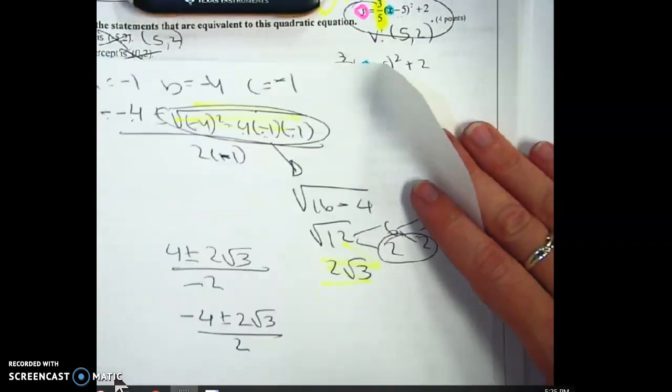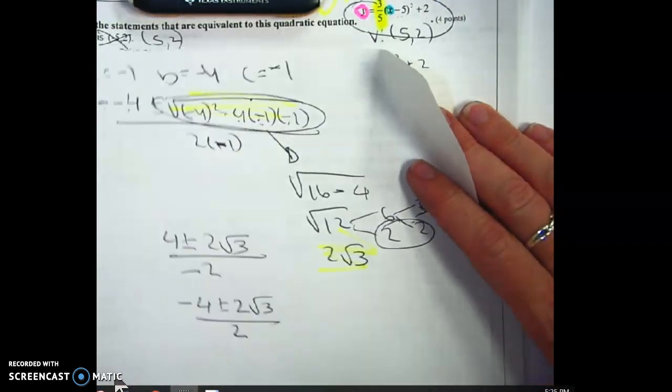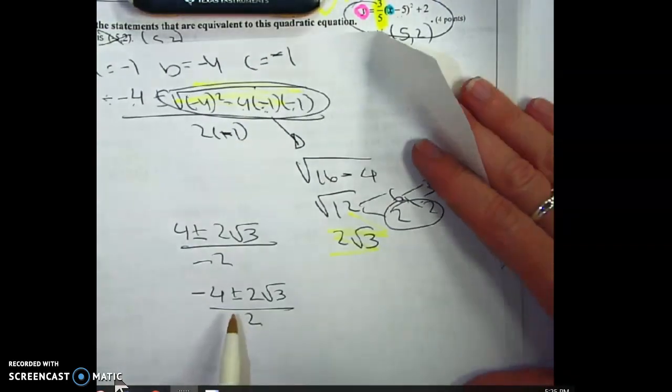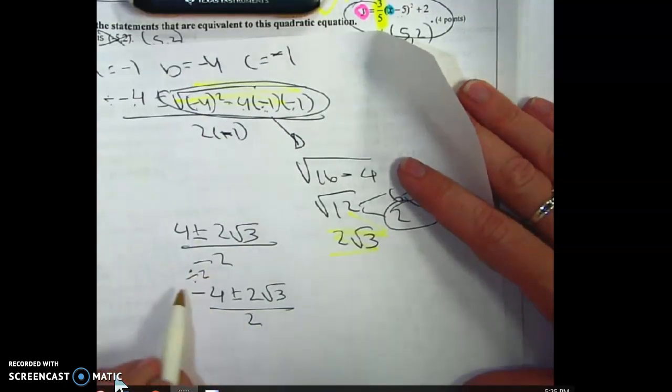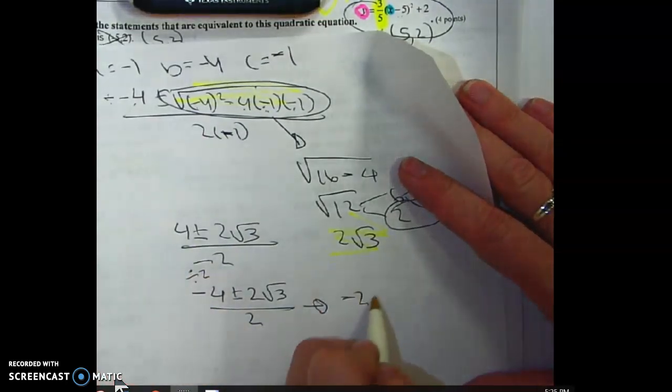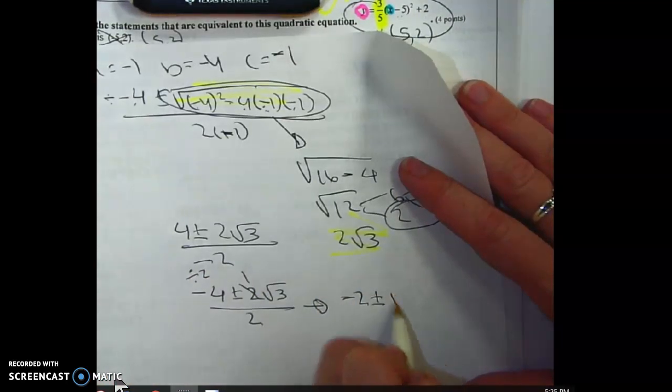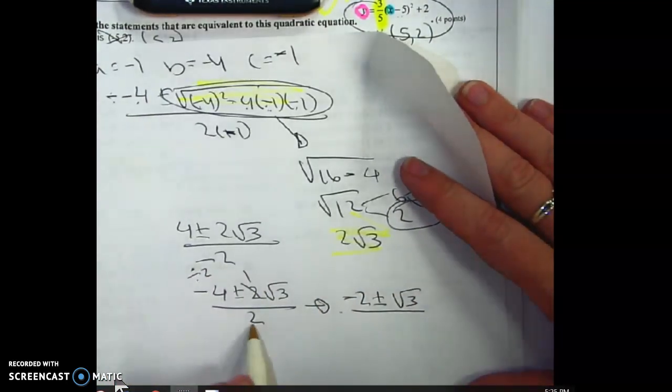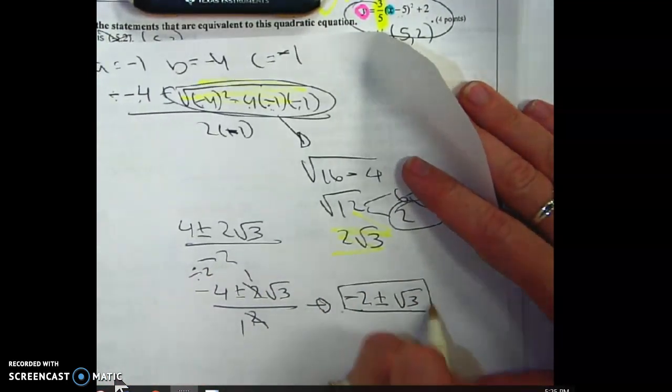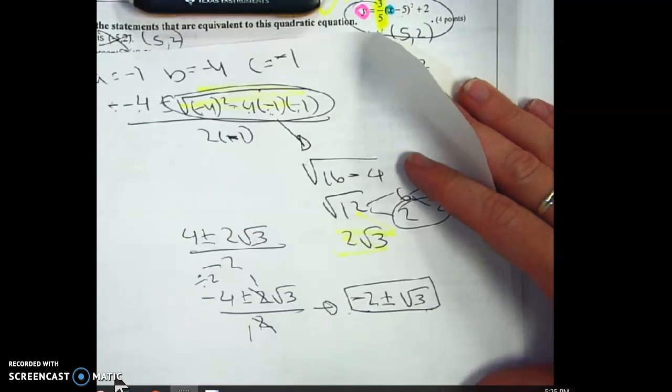Okay? So you're going to show all that work. And then you're going to see in your calculator that it matches. Oh, actually, I'm not done because I can divide everything by 2. So -2 plus or minus rad 3. Well, I don't need over 1. So it's -2 plus rad 3 and -2 minus rad 3.